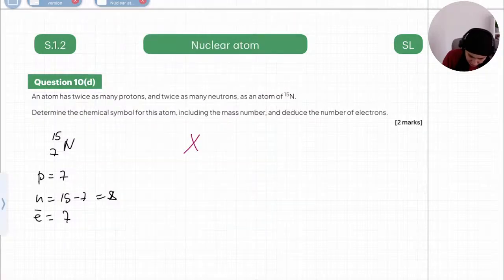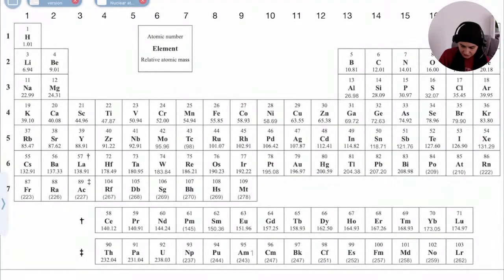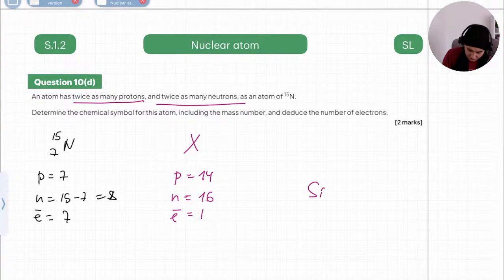So the protons would be twice. Yes, an atom has twice as many protons, so 14. Twice as many neutrons, so 16. And well, electrons must also be 14 like protons. And let's see what atom it is. So an atom with 14 protons is silicon. This guy. So the answer is silicon.